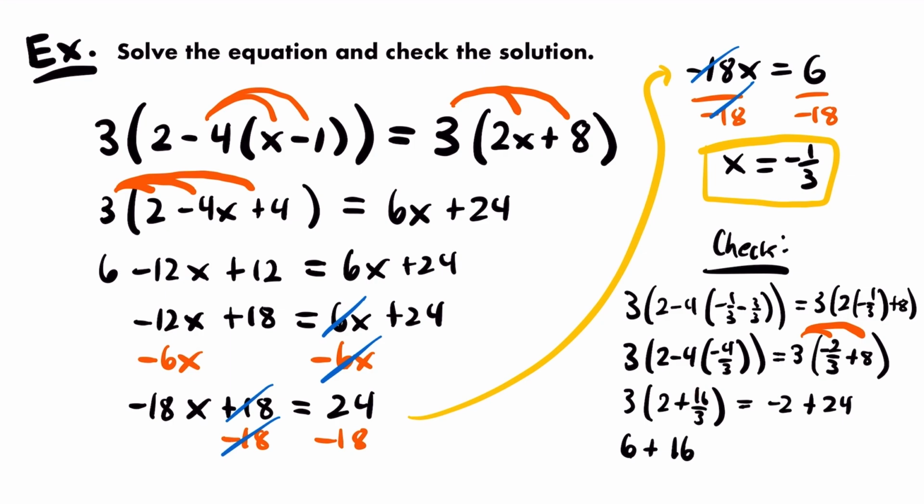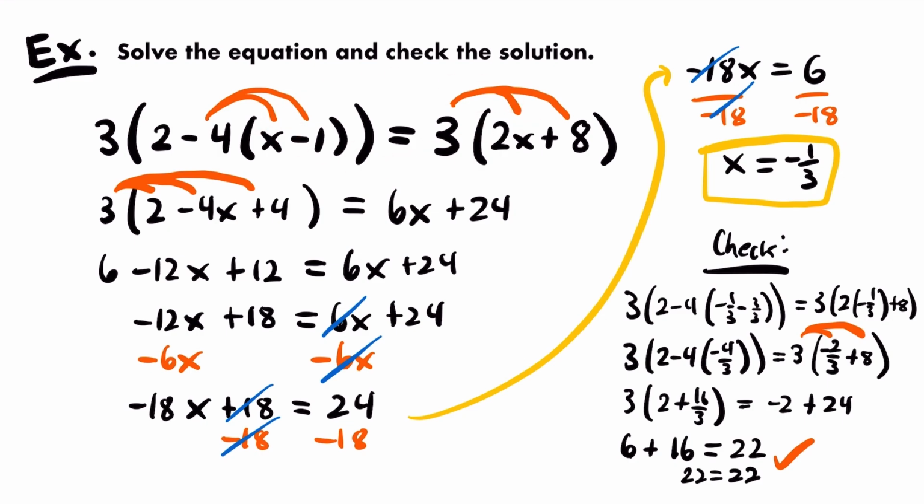All right, so we have 6 plus 16 equals negative 2 plus 24, which is positive 22, right? 24 minus 2 is 22. And then 6 plus 16 is also 22. So you get 22 equals 22, which is a true statement. And so x equals negative 1/3 is the solution to this equation.